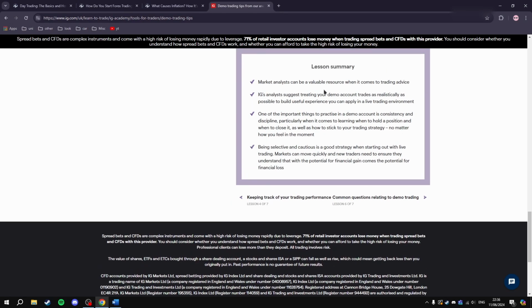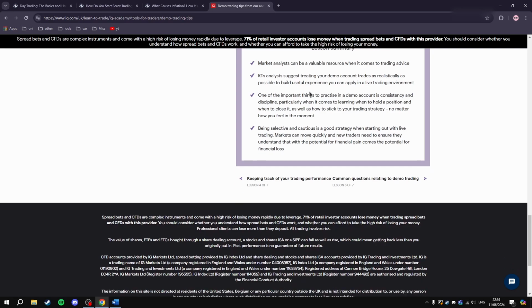Lesson summary. Market analysts can be a valuable resource when it comes to trading advice. IG analysts suggest treating your demo account trades as realistically as possible to build useful experience you can apply in a live trading environment. One of the important things to practice in a demo account is consistency and discipline, particularly when it comes to learning when to hold a position and when to close it, as well as how to stick to your trading strategy, no matter how you feel in the moment. Being selective and cautious is good strategy when starting out with live trading. Markets can move quickly and new traders need to ensure they understand that with the potential for financial gain comes the potential for financial loss.